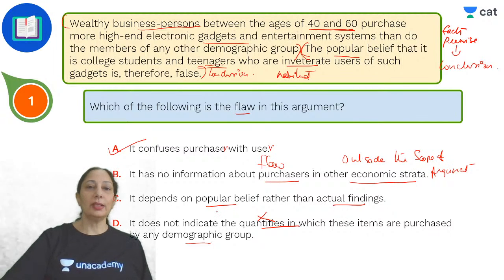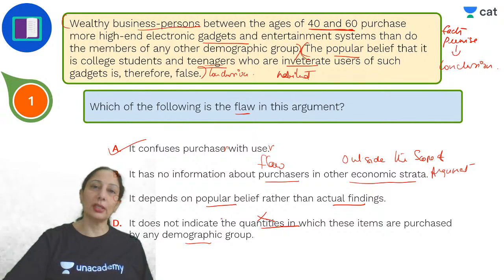Rugved, did you understand the question? Yes, there is confusion between purchaser and user. So purchaser is the father, user is the child. So you cannot say that children or teenagers are not using it. It is the teenagers only who are still using it. They are the habitual users, not the elders, right? You got it, guys? Samajh aa gaya?